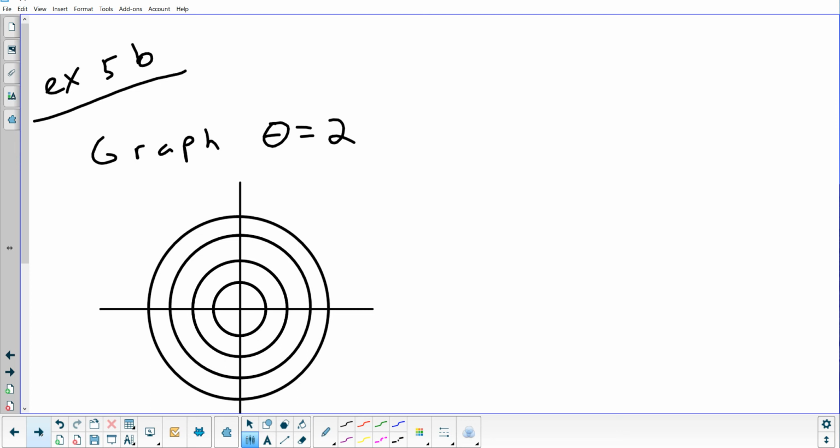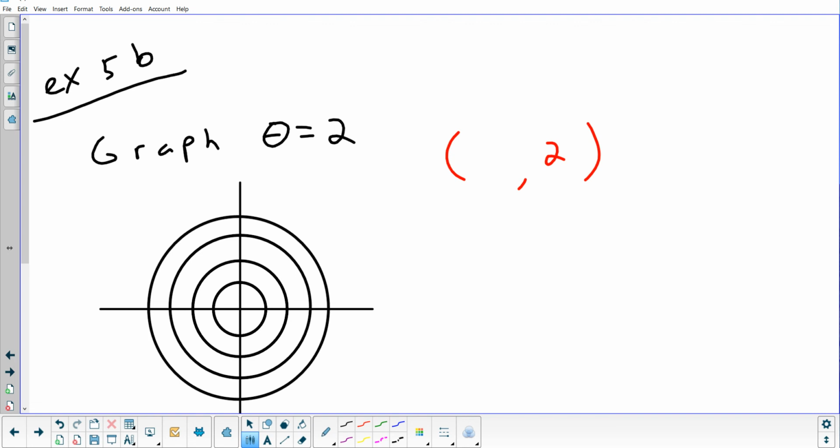Let's switch it and try theta equals 2. This is the difference, like if we were doing function notation of y equals 5 versus x equals 5. One's a horizontal line, one's a vertical line. Well, we're switching it up with polar now. Instead of the first number equals something, let's try the second number equals something. So now, the radius can be any number you want. Please limit it to 4, because that's how many rings I have. But technically, the radius can be anything you want. But the angle has to be 2.